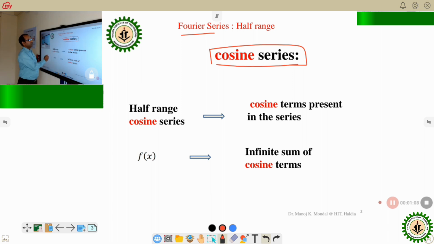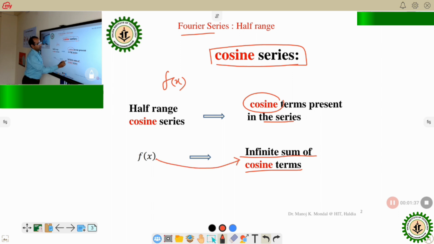And what does the Fourier cosine series actually do? In the half range Fourier cosine series, the given function f of x is converted into the form of cosine terms, an infinite sum of cosine terms. So the function f of x is converted into only cosine terms along with some constant value, and that is the Fourier cosine series.